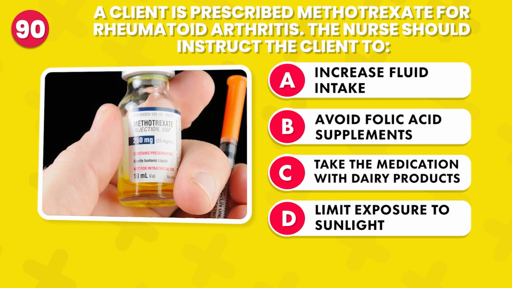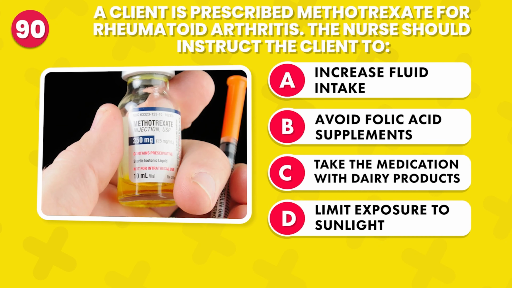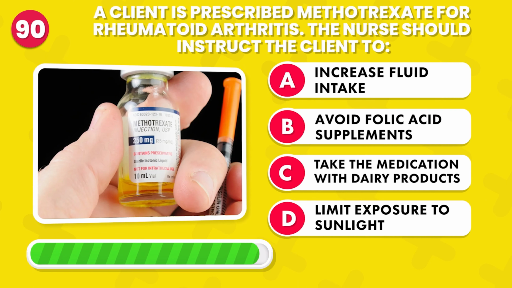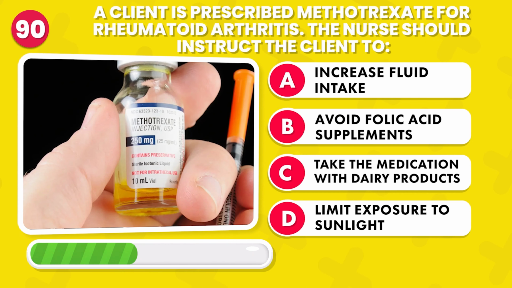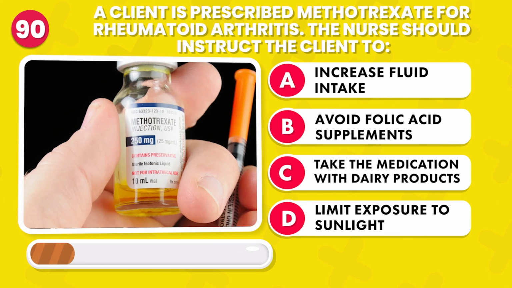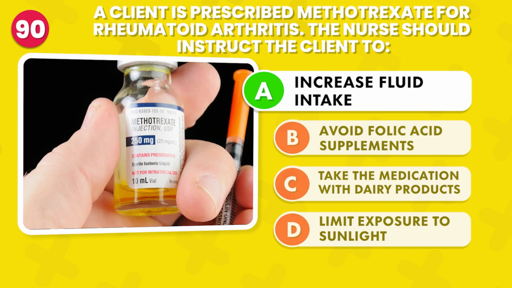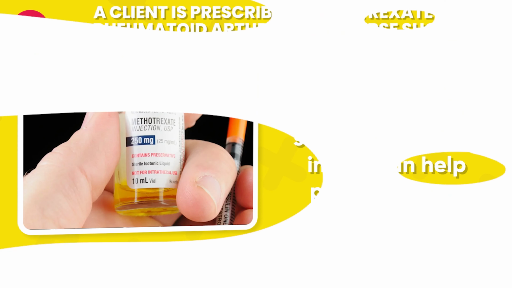A client is prescribed methotrexate for rheumatoid arthritis. The nurse should instruct the client to A, increase fluid intake, B, avoid folic acid supplements, C, take the medication with dairy products, D, limit exposure to sunlight. It's A, increase fluid intake. Methotrexate can cause renal toxicity, so increasing fluid intake can help prevent kidney damage.